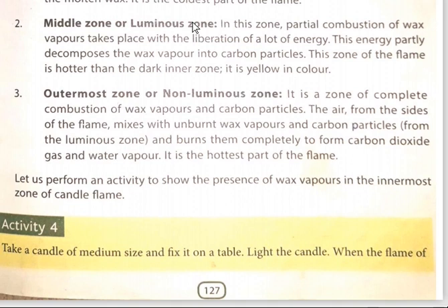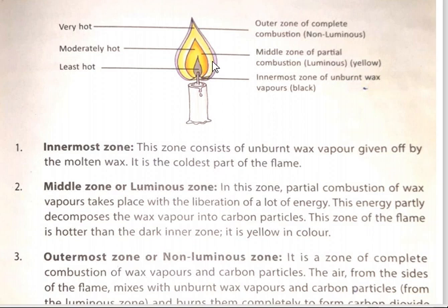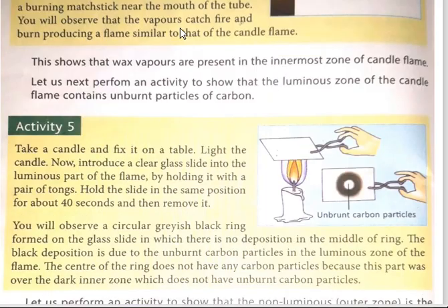Now let us perform an activity to show wax vapor. We'll see how wax vapor forms in the inner zone, how in the middle zone some part of the vapor remains unburned, and how the outer zone has the maximum amount of heat. Okay, come here.